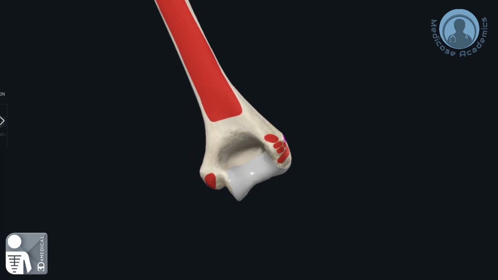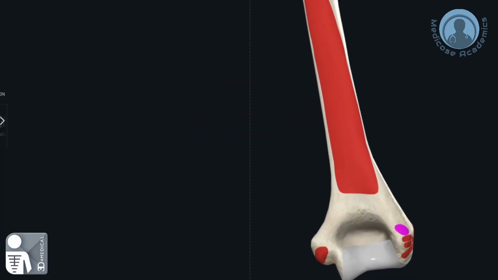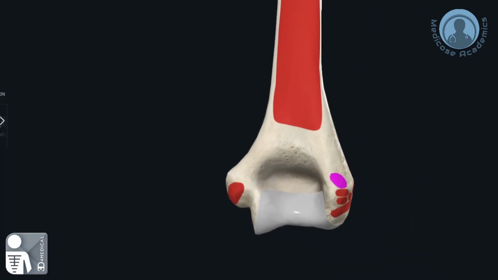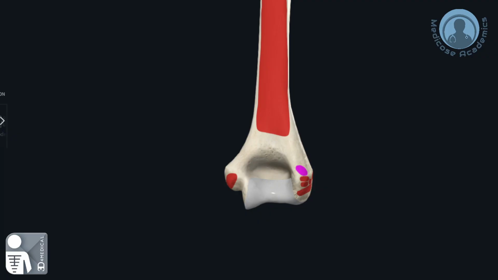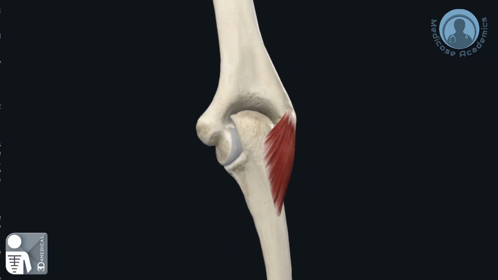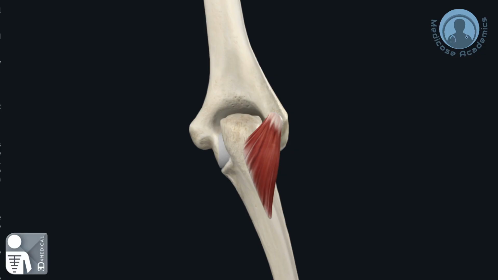And there is this muscle that is not considered a part of the common extensor origin. This is the anconeus muscle. The anconeus muscle goes down to get attached to the ulna, and it has a role in extension of the elbow joint.